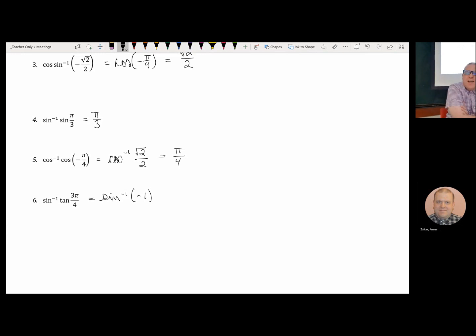What is the inverse sine of -1? Yes. Because again, you have to remember you're restricted to -pi over 2 to pi over 2. -1 would be the negative y-axis, which has an angle of -pi over 2.